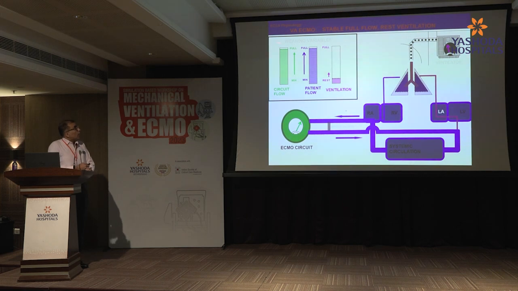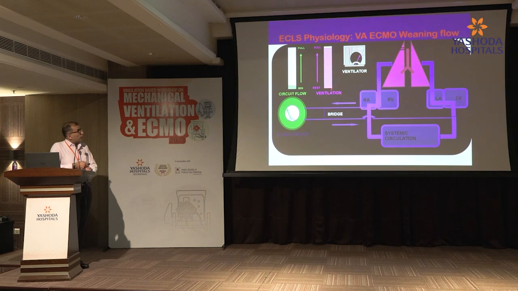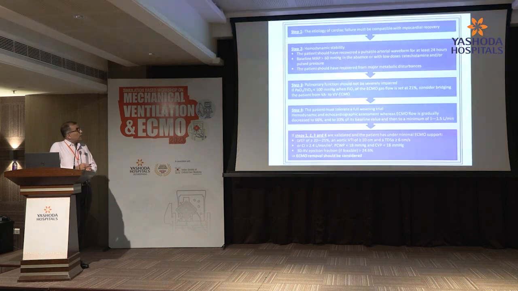So this is what happens on VA ECMO, where there is full support, your ventilator is on rest setting, and the circulation is completely supported by ECMO. And when you are weaning your patient, you go up with the ventilatory setting, you decrease the circuit flow, and now a normal circulation is taking place.